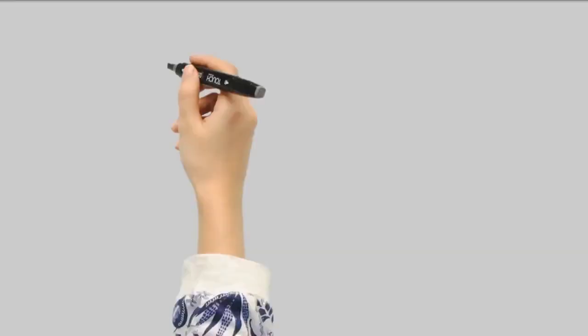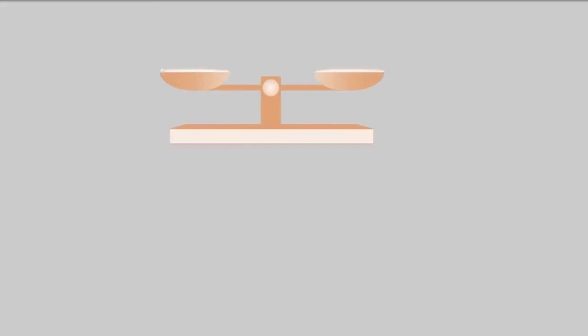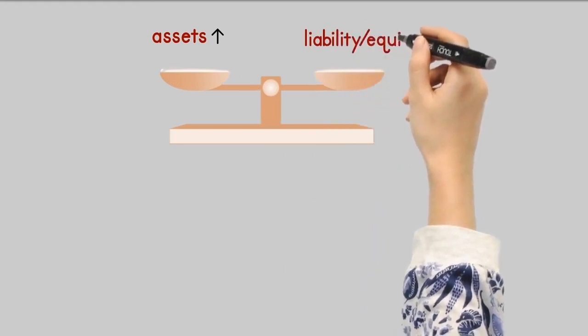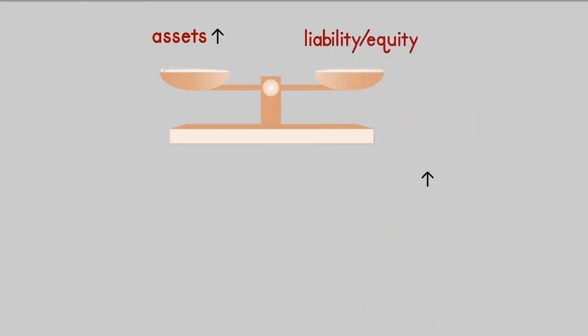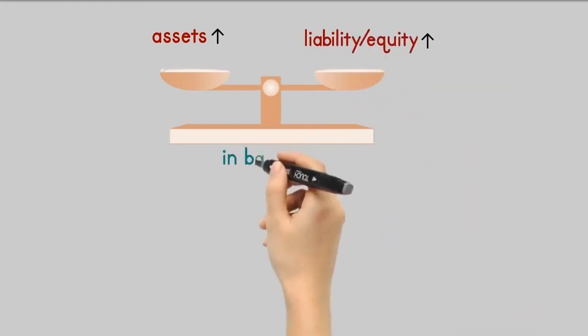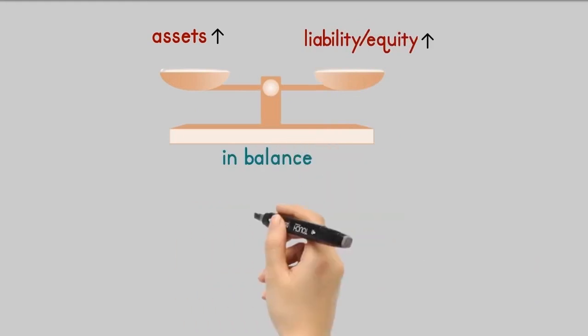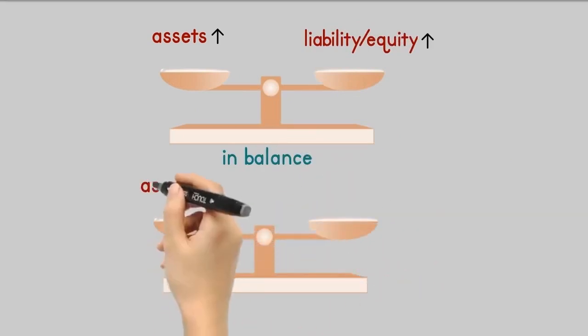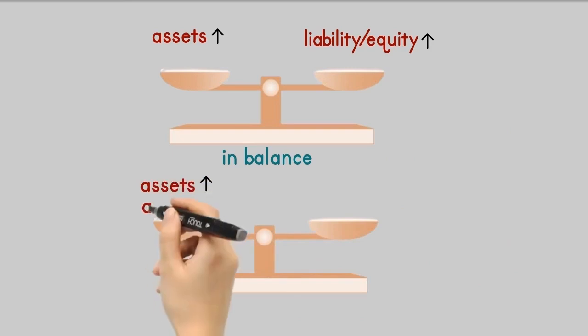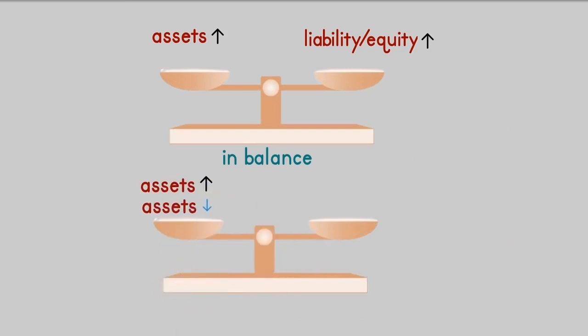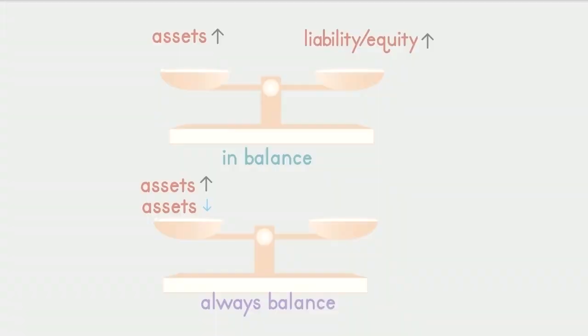Every transaction will affect at least two of these accounts. If a transaction causes one side of the equation, assets, to increase, then the other side of the equation, liabilities or owner's equity, must also increase to keep the equation in balance. It is also possible that an increase in one asset causes another asset to decrease. In any case, the accounting equation will always balance.